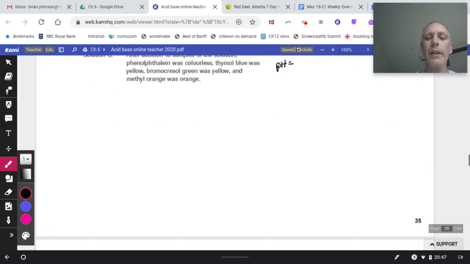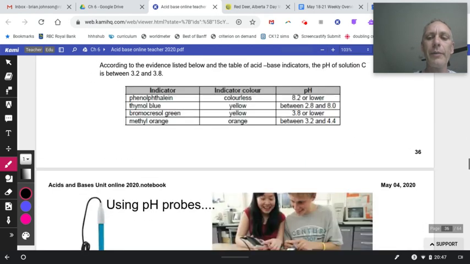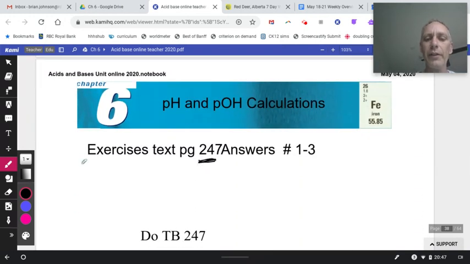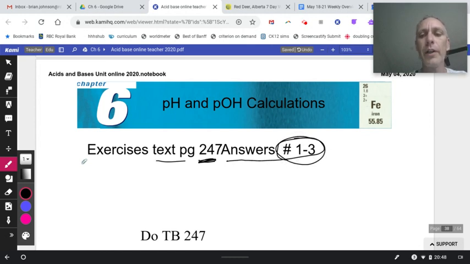Okay, and then your final assignment for additional practice is in your textbook, page 247. There are 3 questions, numbers 1 to 3, that you can work on in the text, and you're good to go. A nice short lesson today and a short week.